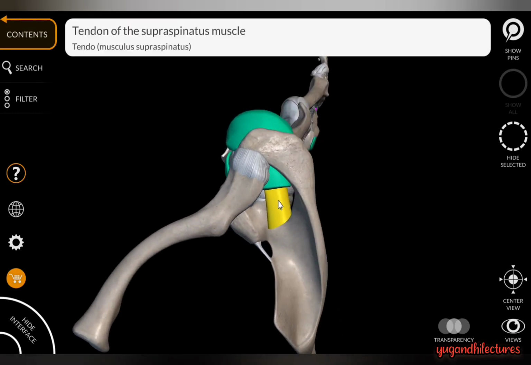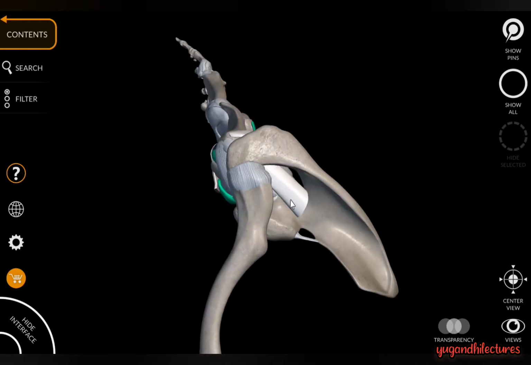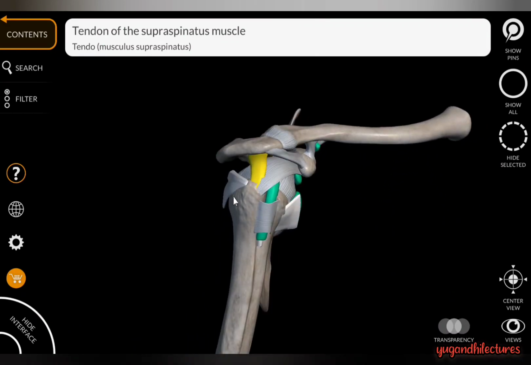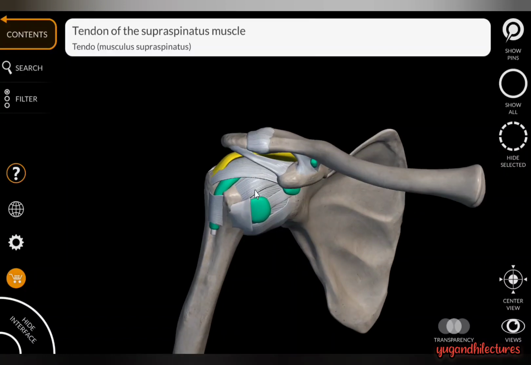See, this is the tendon of supraspinatus muscle, and this is the subacromial bursa, and this is the subdeltoid bursa. Together they are commonly called the subacromial bursa. So the tendon of supraspinatus lies under the subacromial bursa and subdeltoid bursa. Now I am removing it. You can easily notice the tendon of supraspinatus muscle, and it is getting inserted into the humerus, right?